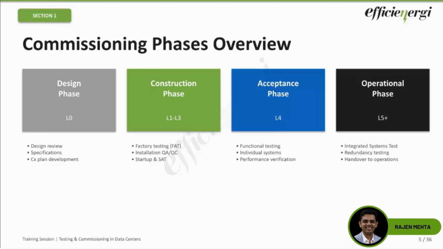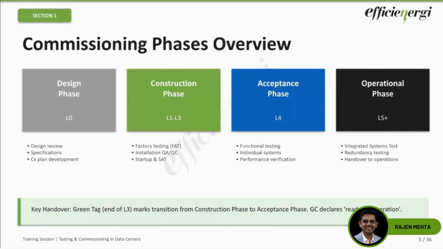Now, the critical part over here is the green tag, which is the color that you see on the construction phase. You will see that I've used the nominal color codes which are used in most data centers worldwide. In some cases the color may not be used and some other terminology may be there, but typically I would say 60 to 70% of data centers use this color coding of the tags worldwide. In this slide, the key takeaway is that the green tag is a transition between the construction and the acceptance phase.